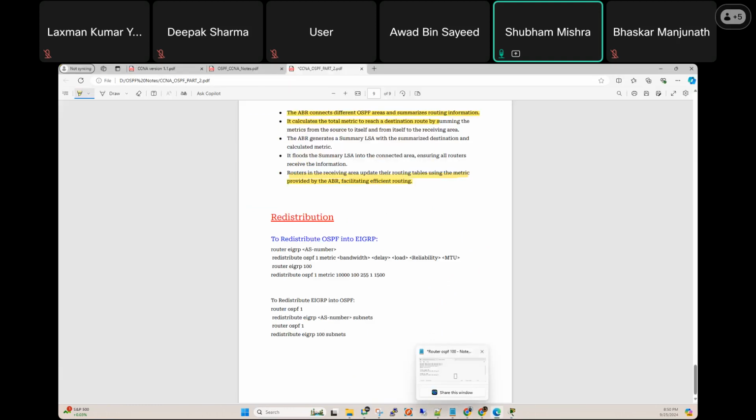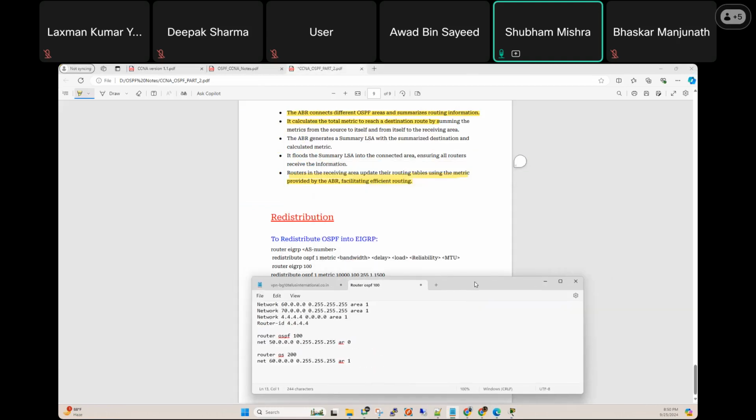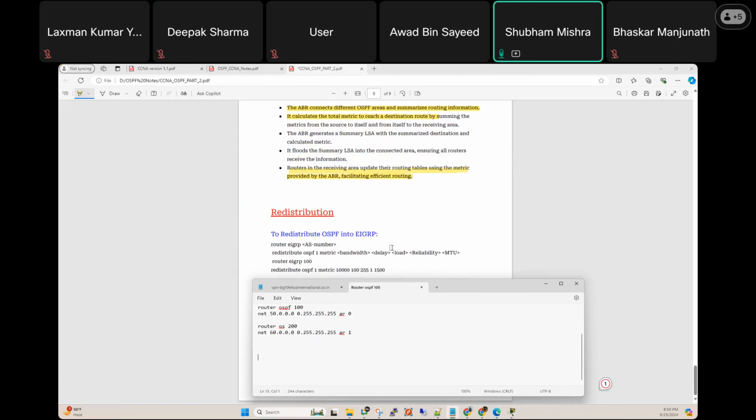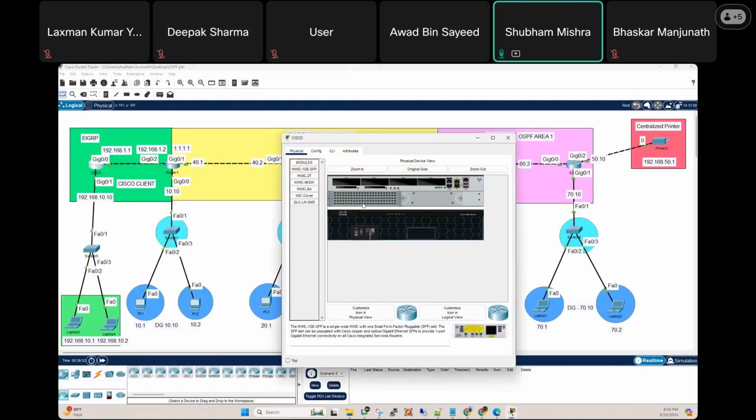How can we write the command? Everyone please focus here. For example, the first scenario, what did I write? Redistribute OSPF into EIGRP. It means we are redistributing OSPF routes into EIGRP. So first of all, you need to write EIGRP. Before this, what do you need to do? You need to configure EIGRP here.